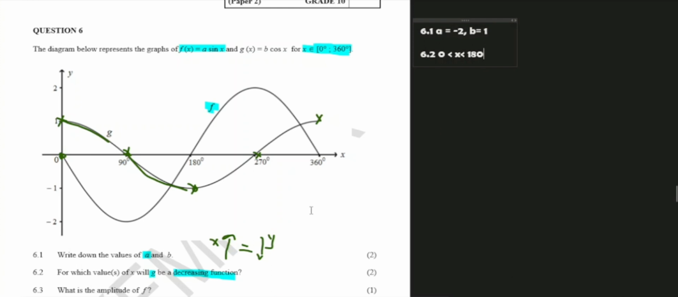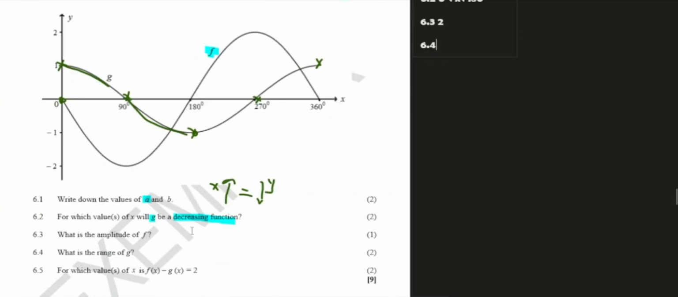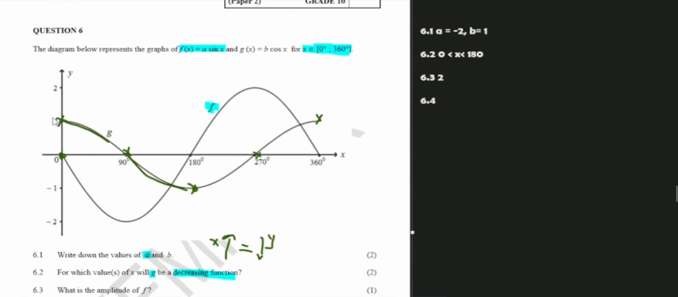And then what is the amplitude of f of x? We said the amplitude of f of x is 2, because amplitude is the height of the peak or the depth of the trough. It is 2 units, right? And then 6.4, what is the range of g of x? The range of g of x is 1 and -1. We're going to say it's -1. It's just easier to write it this way.